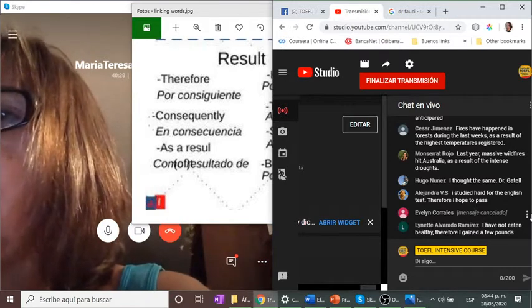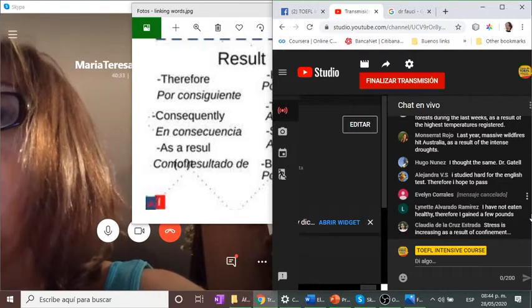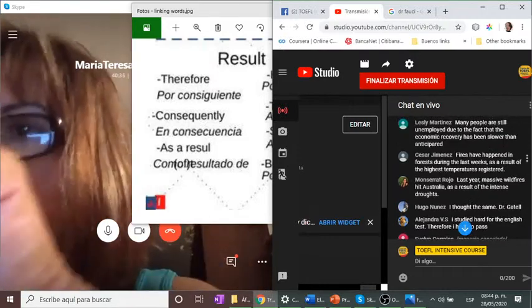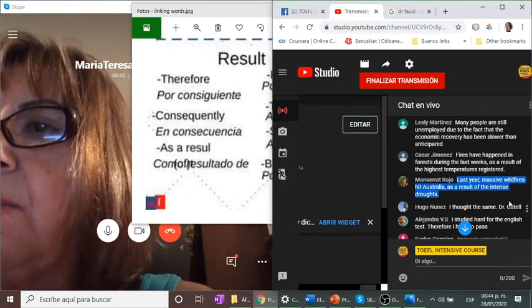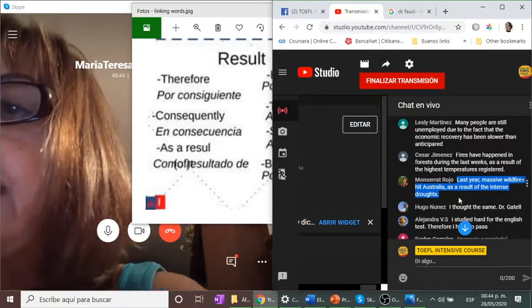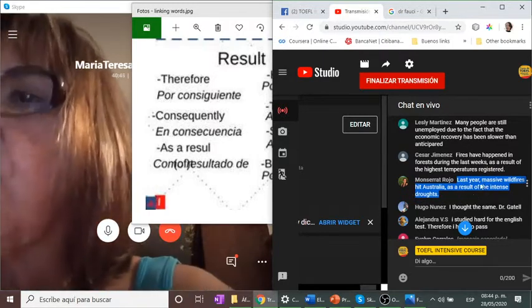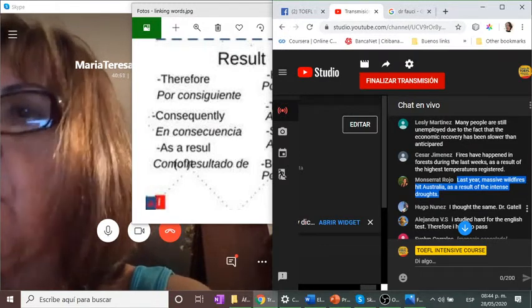Fires have happened in forests during the last weeks as a result of the highest temperatures registered. Yes, Cesar. Tweak it a little bit, but you have the right context. Last year, massive wildfires hit Australia as a result of intense droughts. Perfect. Very good, Montserrat.